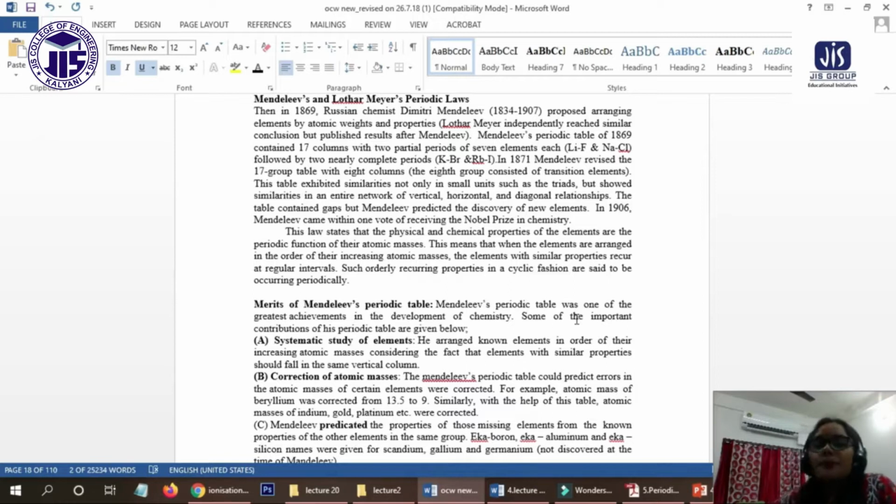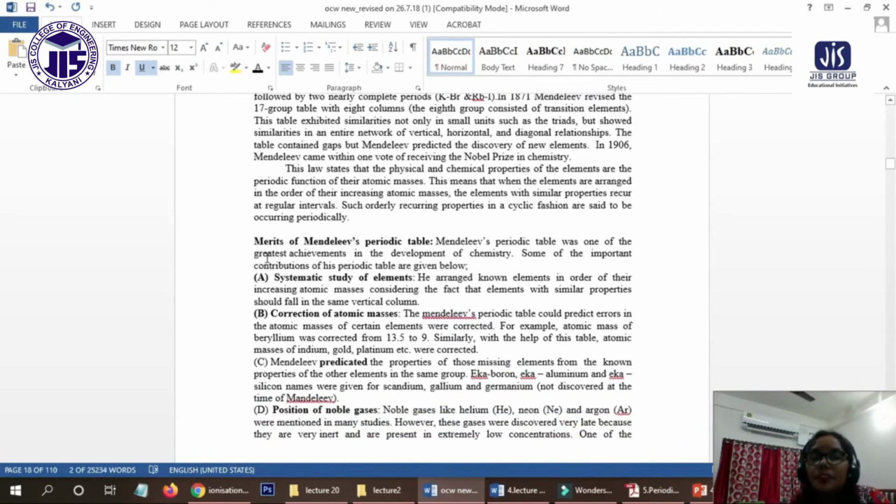Now Mendeleev and Lothar Meyer arranged the elements according to their atomic mass. While doing this arrangement, they saw some of the merits of Mendeleev's periodic table. What are the merits? We can have a systematic study of the elements.